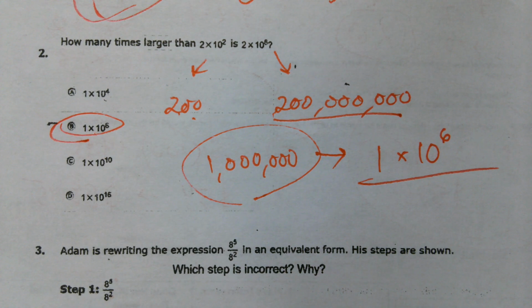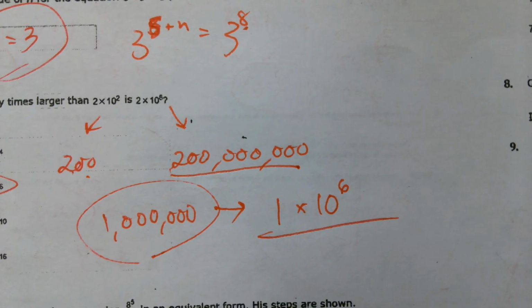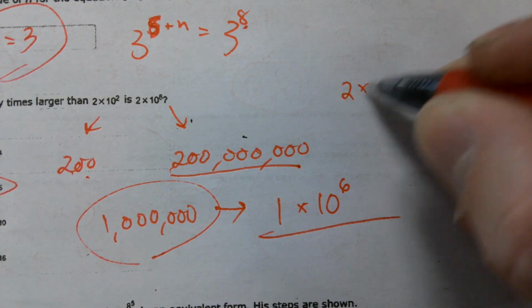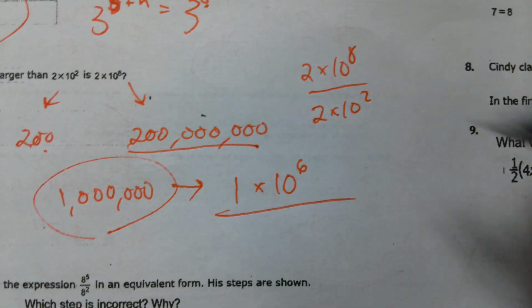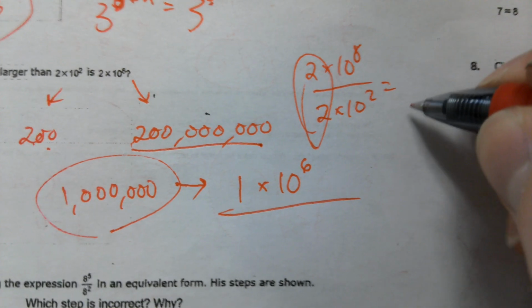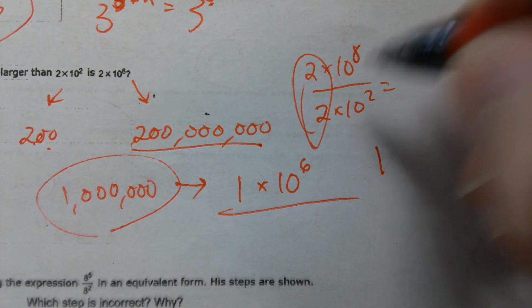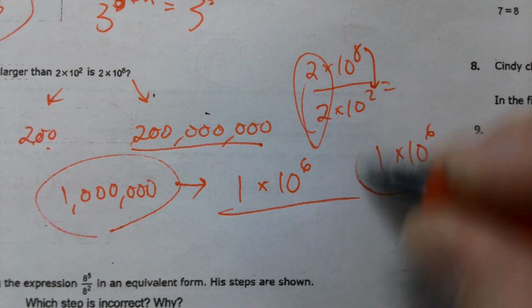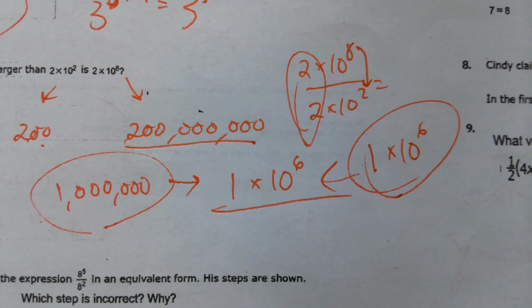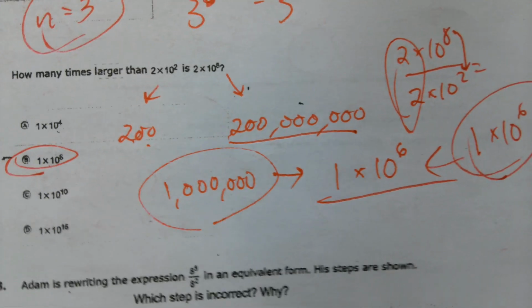Another way we could have done this is with the quotient rule. 2 times 10 to the 8th over 2 times 10 to the 2nd. What's 2 divided by 2? 1. And if I subtract 8 minus 2, what's my new power of 10? 6. Look at that. Same exact thing. Thank you, Aldrich.